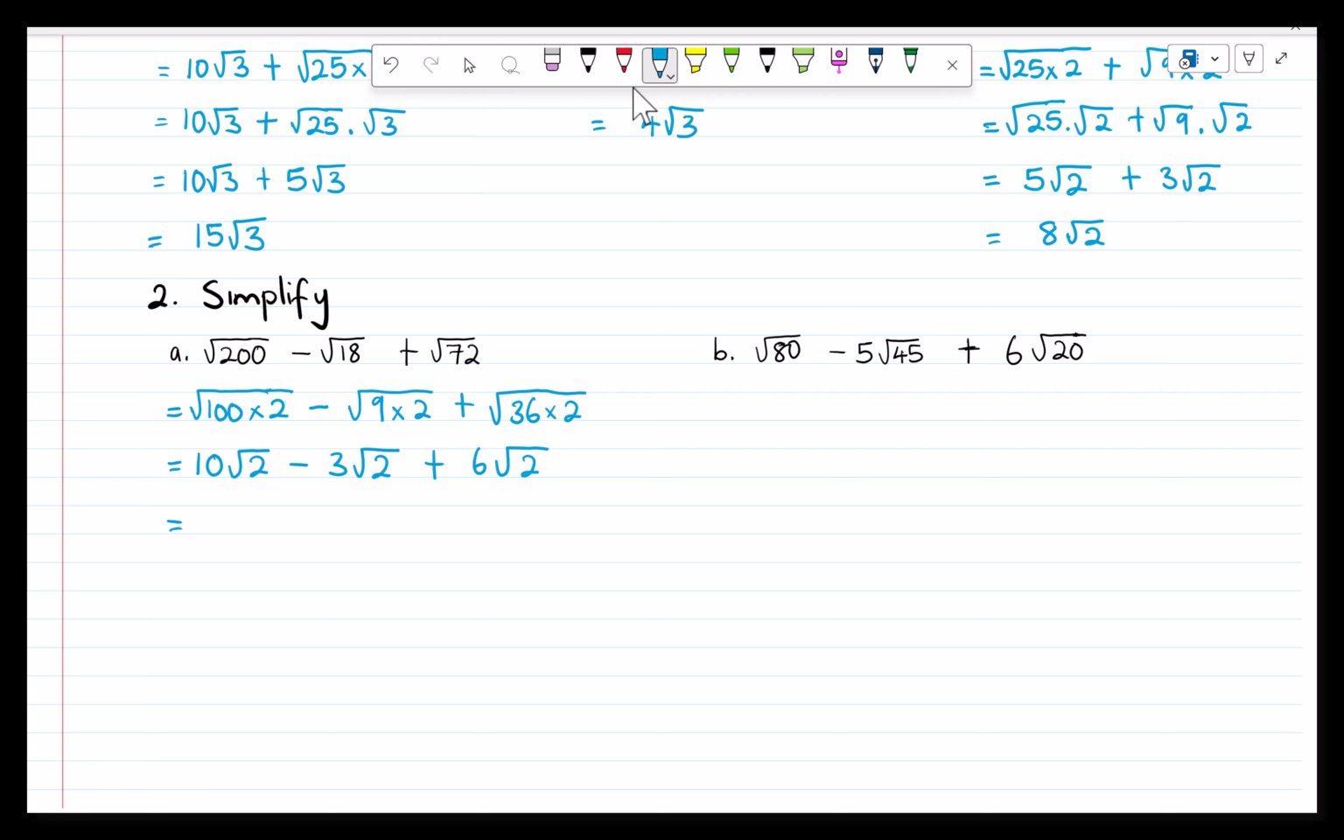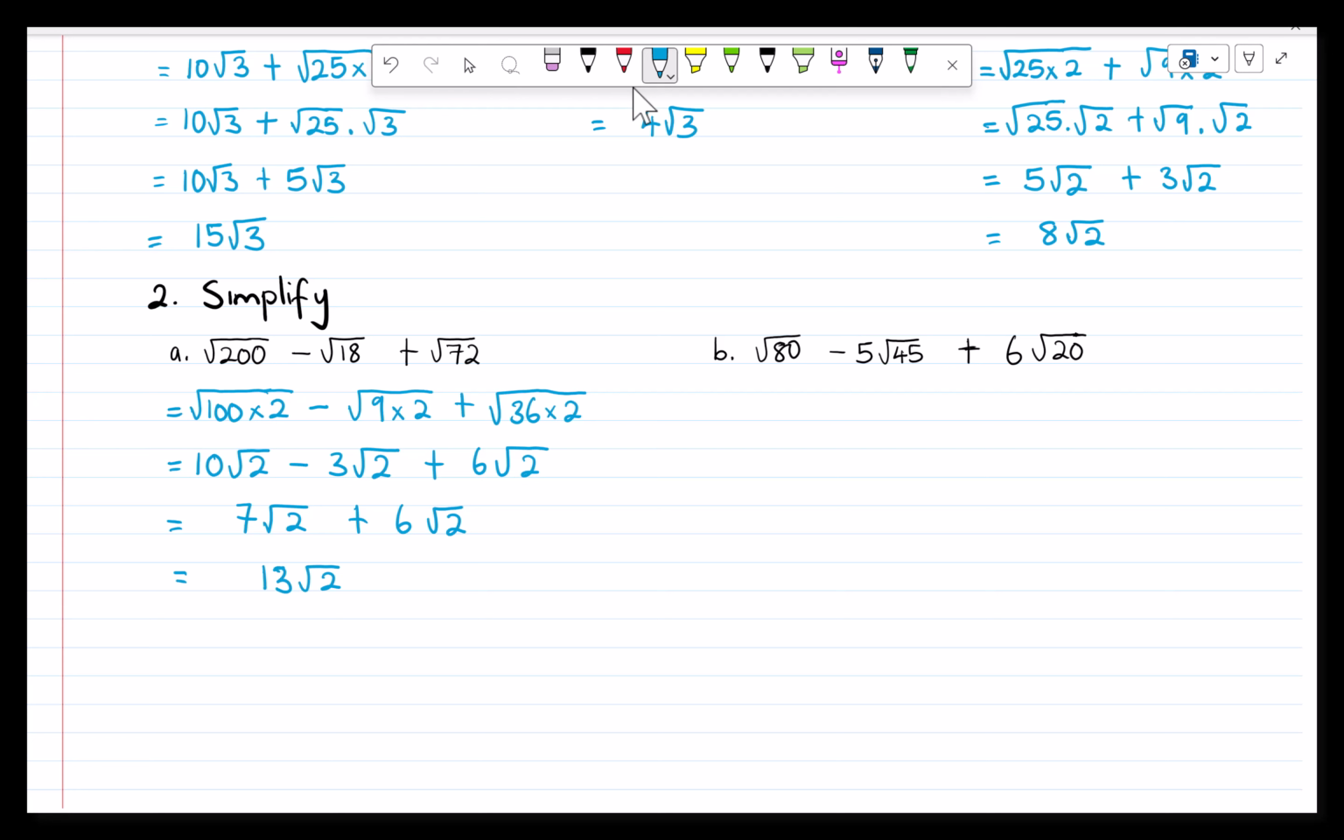Now we say 10 minus 3, that gives us 7 root 2 plus 6 root 2. Now we have 7 plus 6, which gives us 13 root 2. It is very simple if you only start off by looking for the perfect square from the given data.